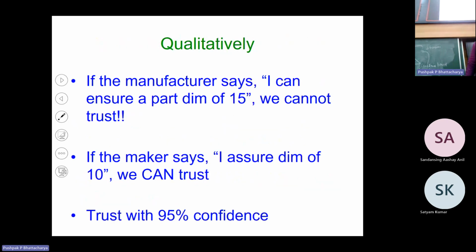So if the manufacturer now says that I can ensure a part dimension of 15, we cannot trust, based on the 95% confidence interval. If the maker says I assure a dimension of 10, we can trust. We are operating with a confidence level of 95%.